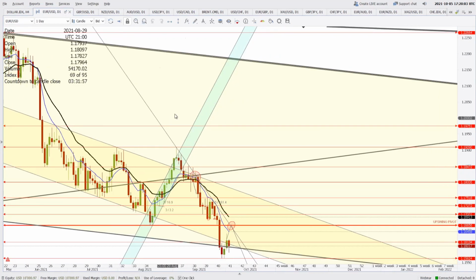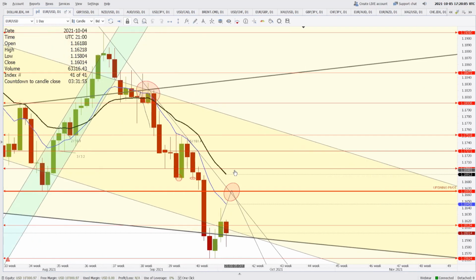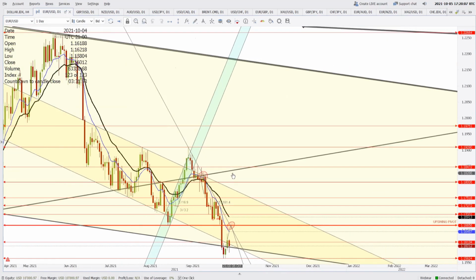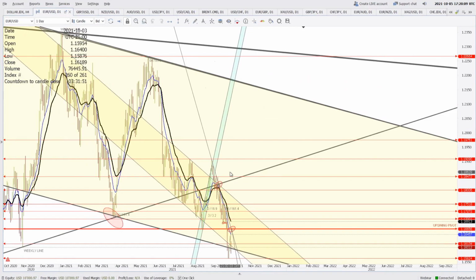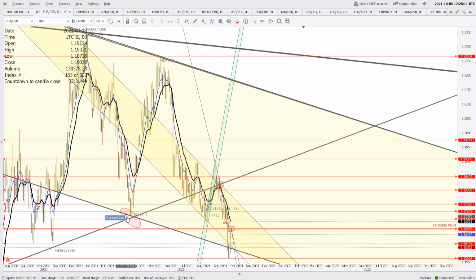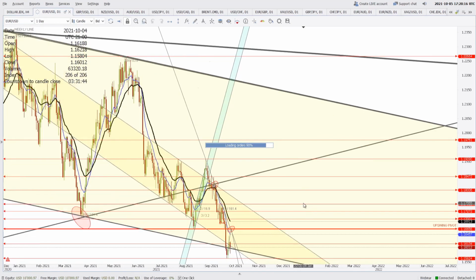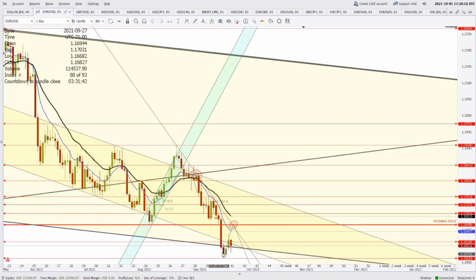Switching to the Euro US dollar, Euro US dollar has actually reached a place where there is a lot of hodgepodge. If you see this falling trend line from this channel's falling line, it has already been tested by the price once, broken below it, and then tested as a resistance, then price came back in. Now it is acting as a support. So price is acting as a support, but it is right below the resistance of 1.1613. So the price is between this support and the resistance of 1.1613.